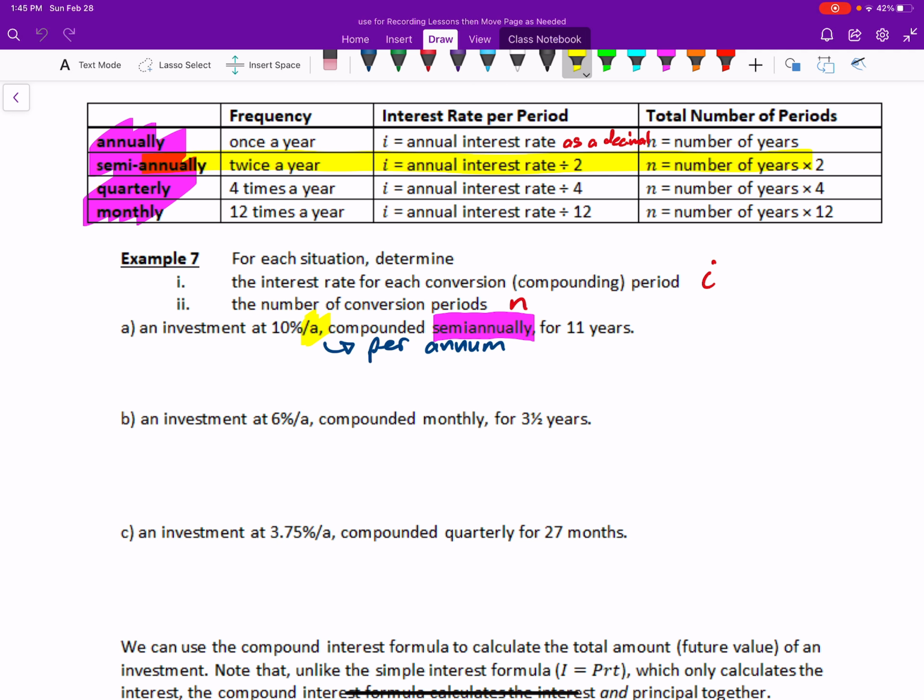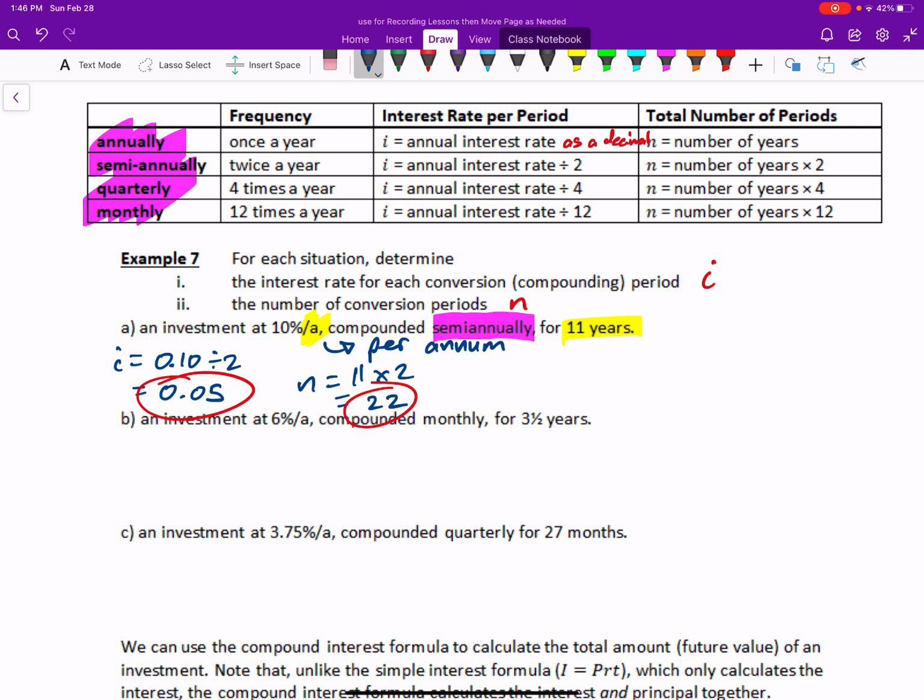And then I can see how I is going to be related, how n is going to be related from that semi-annually. So 10% twice a year, I is going to be 10% as a decimal, so 0.10 divided by 2, which is 0.05. And n is going to be the 11 years, but twice a year. So the n is going to be 22 times. That's how many times they're going to calculate the interest. Once we know those, we plug them in the formula and we're good.